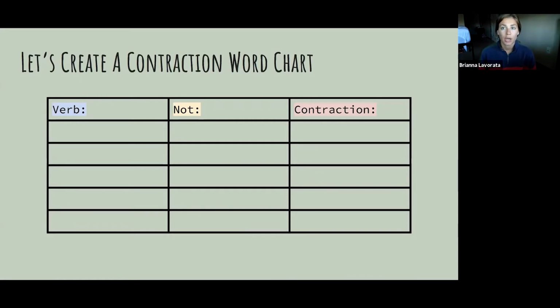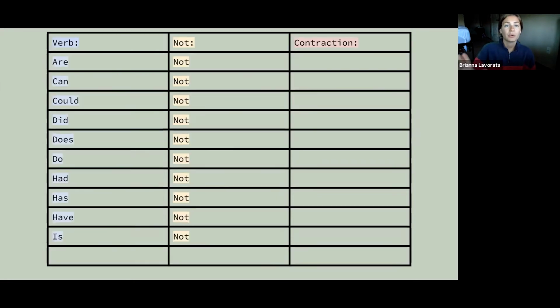So we are going to create one just like this. So we're going to create a chart on our paper. We are going to count 1, 2, 3, 4, 5, 6, 7, 8, 9, 10, 11, 12. We are going to create 12 rows with 3 columns, okay? Rows are going down, columns go across. So let's go ahead and start. Let me model this first and show you.